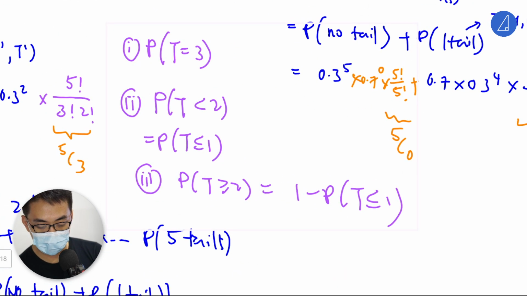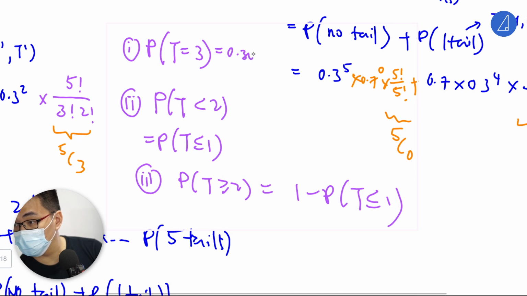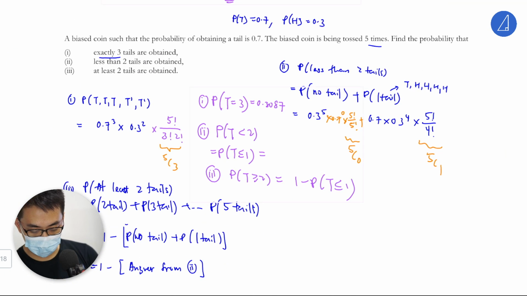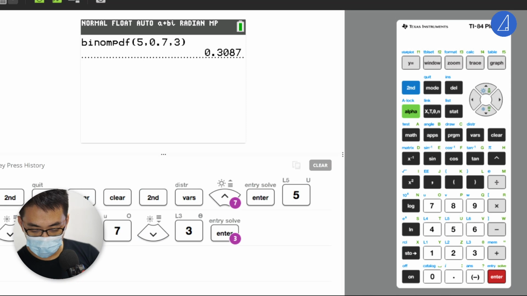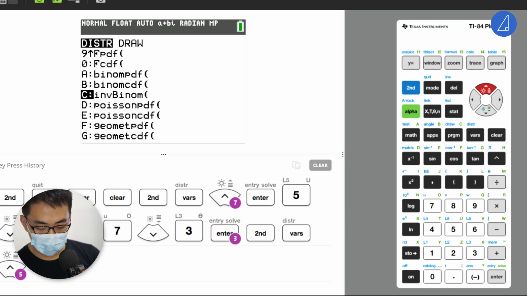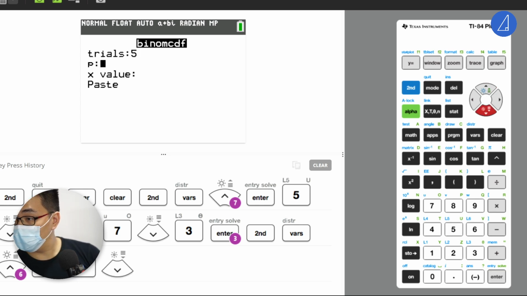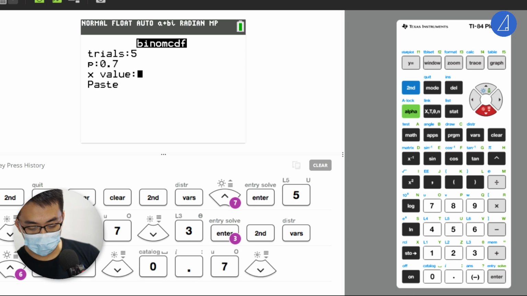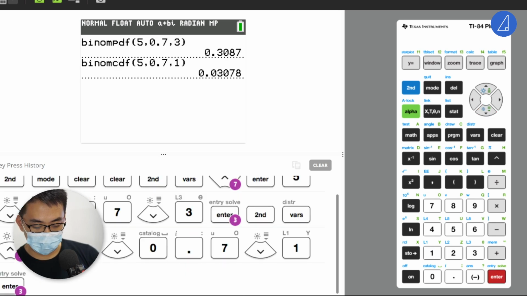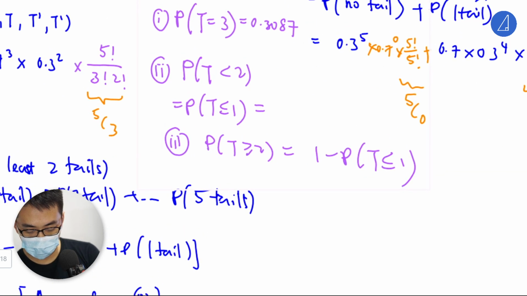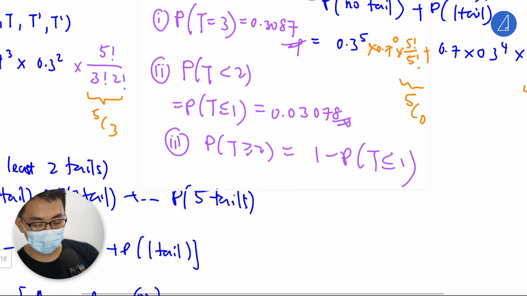0.3087. Then this one here is CDF. CDF will be the cumulative distribution. Trials is 5, p is 0.7, and that will be 1, giving 0.03078. Yeah, later we get to key in some more on the calculator.